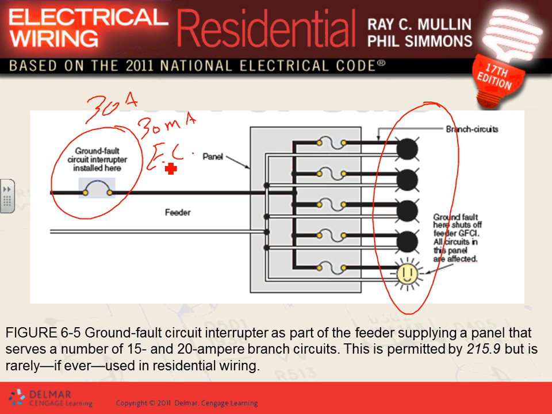Here in the U.S., what we use mostly is we protect with 6 milliamp or less, and we put the protection right at the level of the branch circuit.